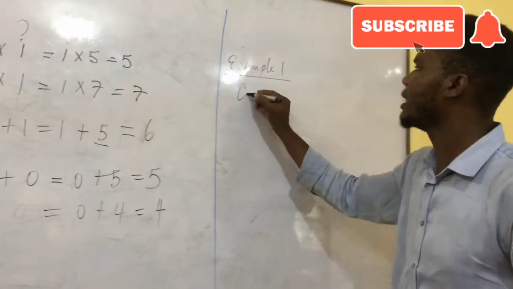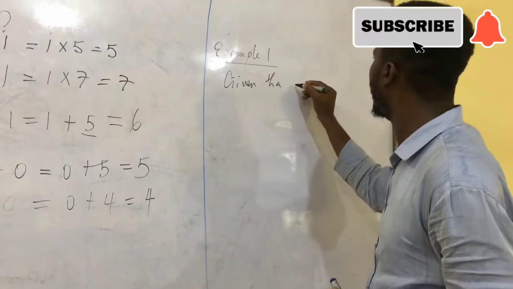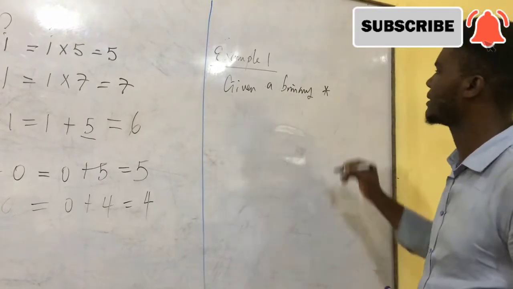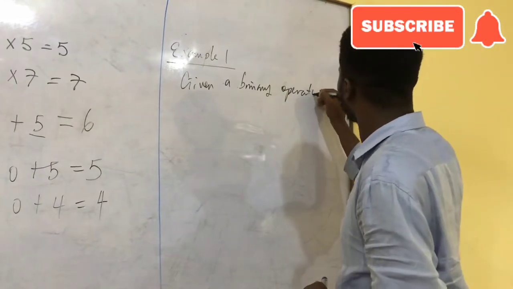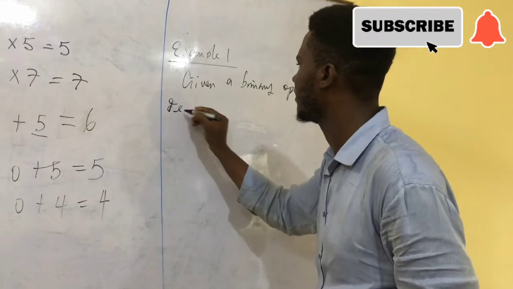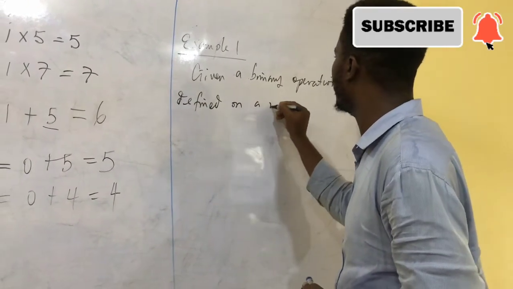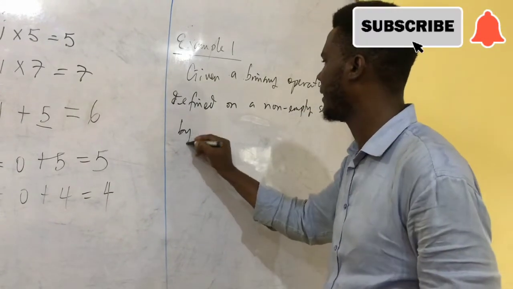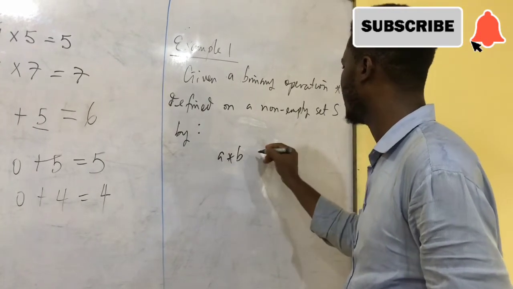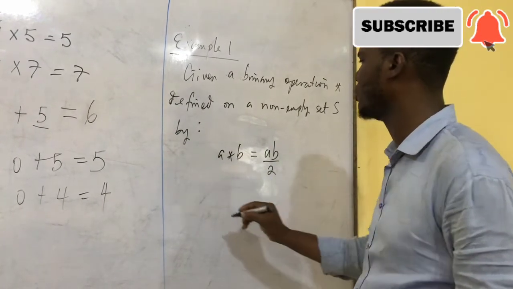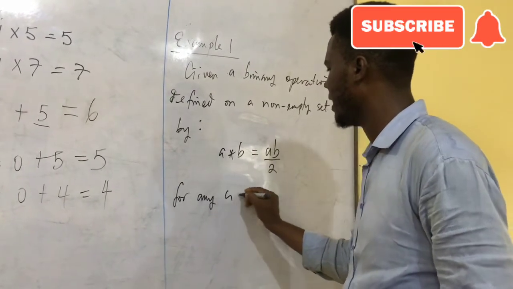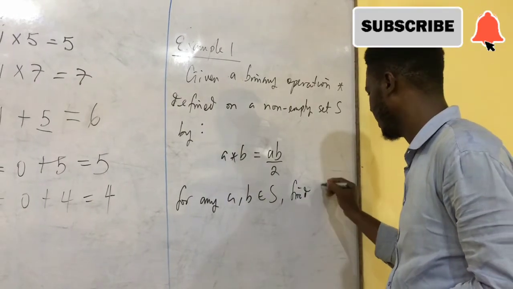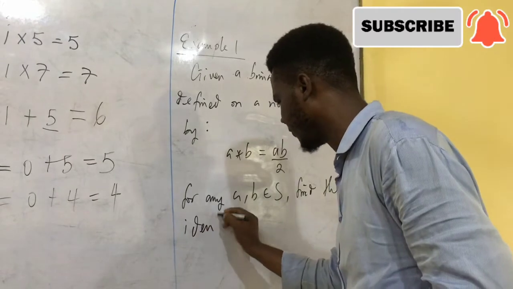Okay, so given a binary operation asterisk defined on a non-empty set S by A asterisk B equals AB over 2, for any A, B element selected from S, find the identity element.